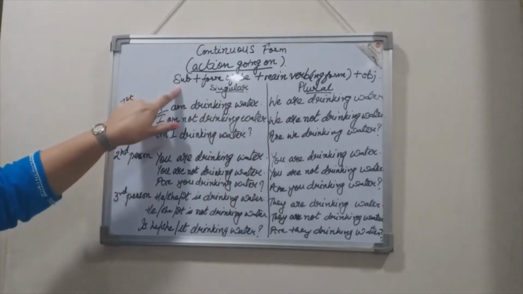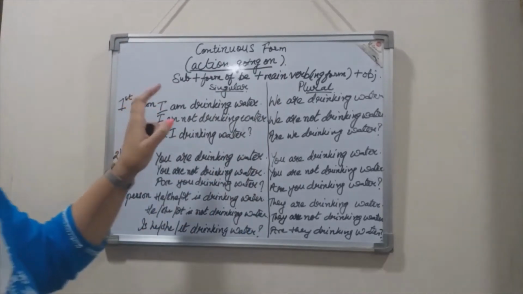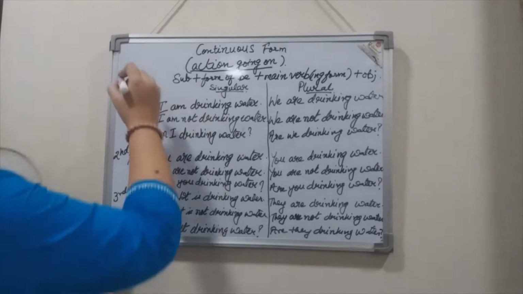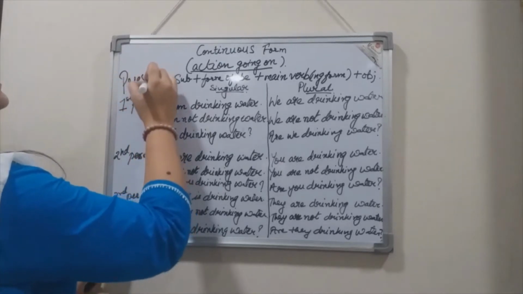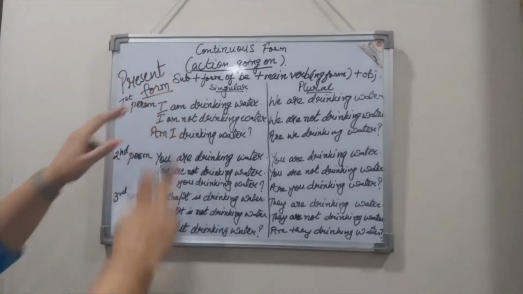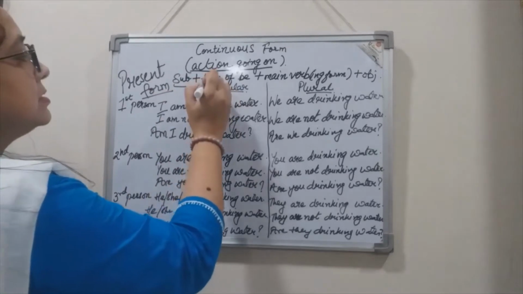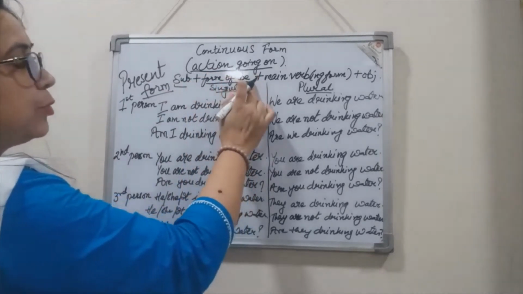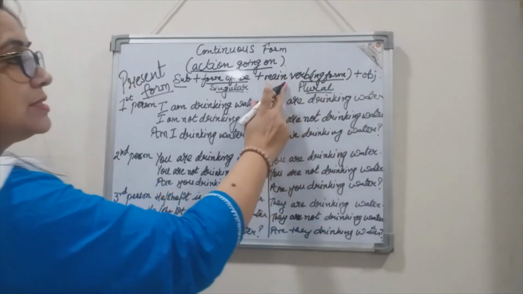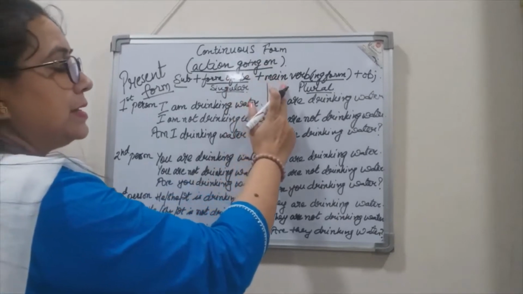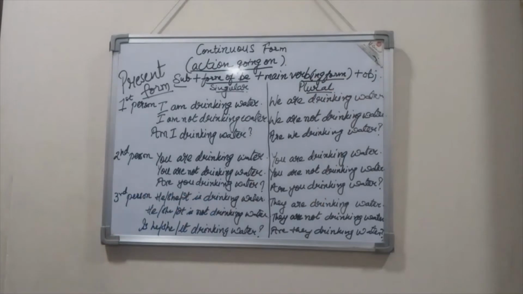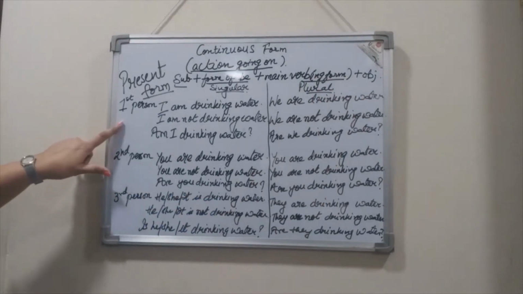So the basic structure is, first of all, we'll talk about the present continuous tense form. The basic structure is subject plus the form of be. This depends upon the subject. Then the main verb in its ing form. Children, this is the most important thing. The main verb should be in its ing form. And then the object.